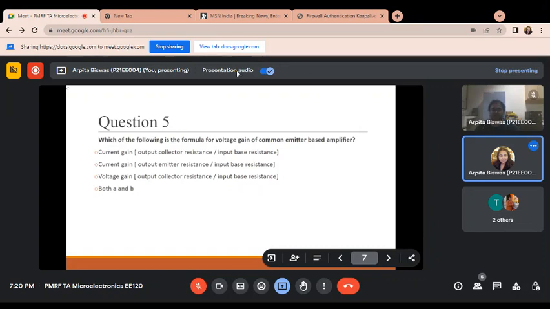So the right answer is the first option. Current gain, which is beta for the common emitter based amplifier, into output collector resistance by input resistance. Okay, so the first option is the right answer.